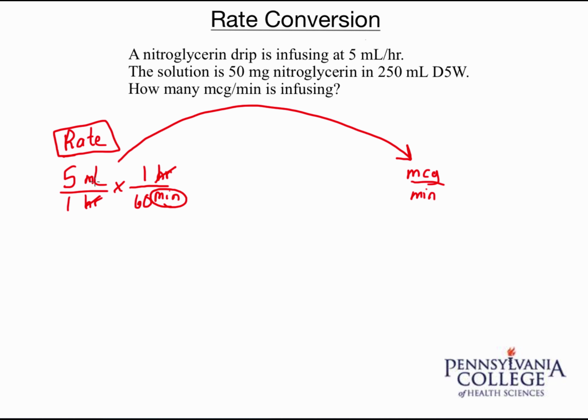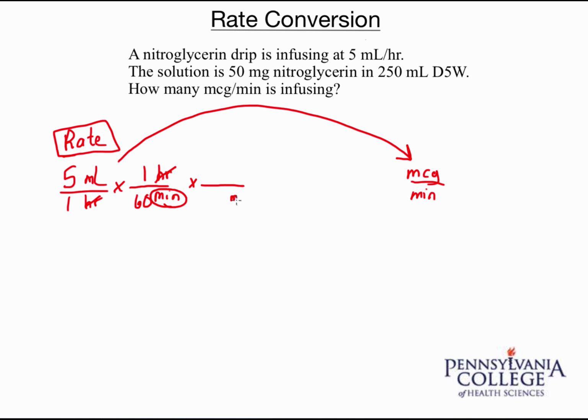Now, I need to somehow change milliliters into micrograms. If I look up at the problem, I see the information that's provided to me about the milliliters. I have 250 milliliters, and in that 250 milliliters, I have 50 milligrams. So with the next step, I'm going to use this 250 milliliters and convert that into a number of milligrams because that is a ratio that I'm given in this example. I'm going to change milliliters in order to cancel out milliliters because I know I'm going to have to eliminate it somehow.